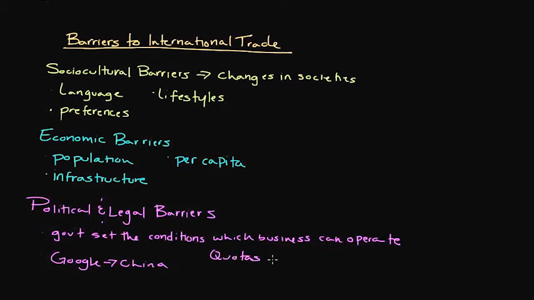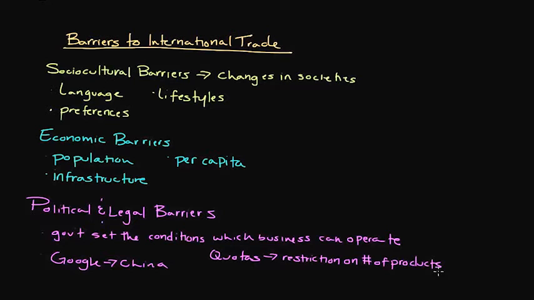A quota is a restriction on the number of products that can enter a particular country. And this can be used to protect your industries. For example, in the 1980s, the Japanese automobile manufacturers were producing vehicles and selling them for less than the U.S. automobile manufacturers could actually make them for. There's no way we can compete.